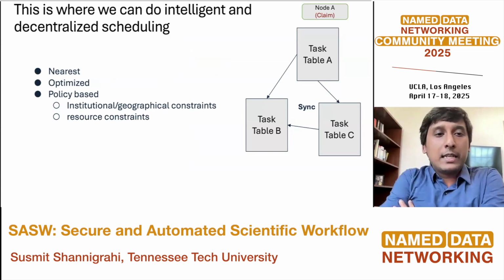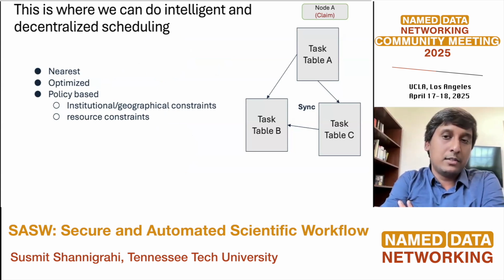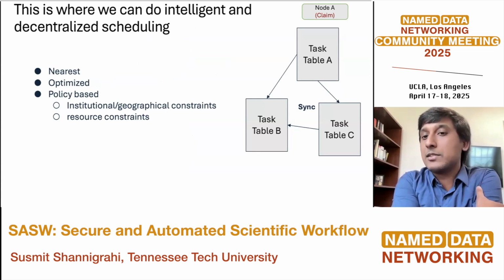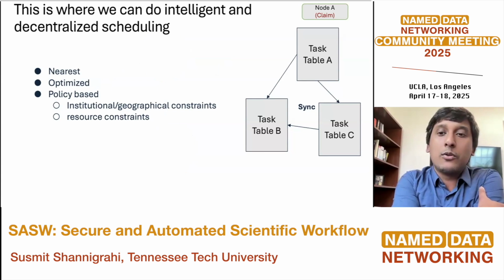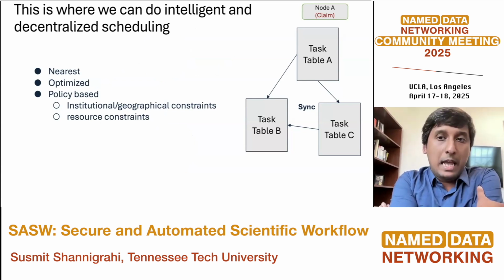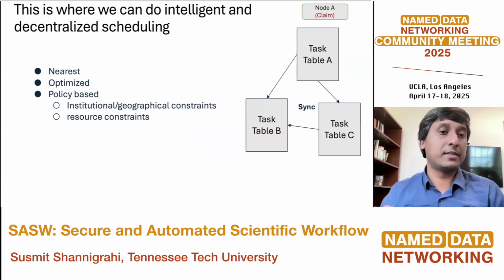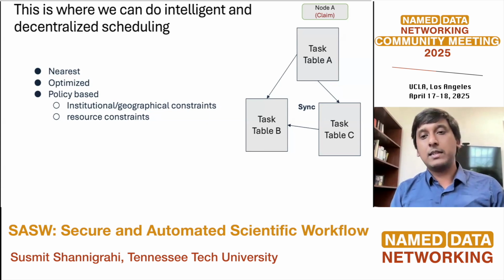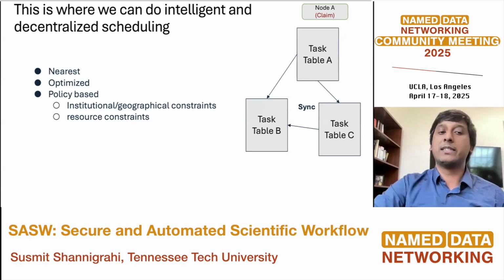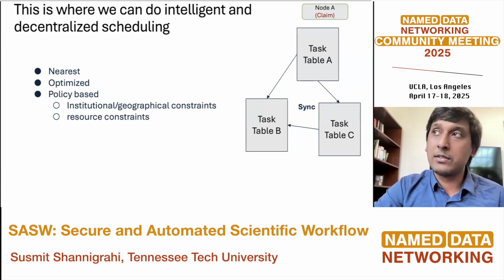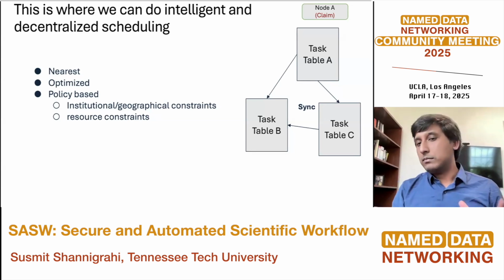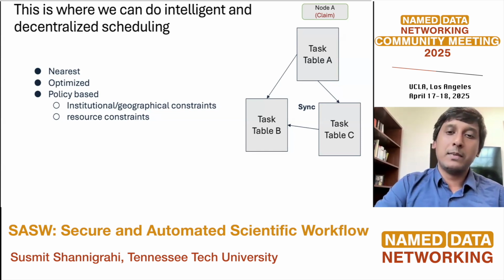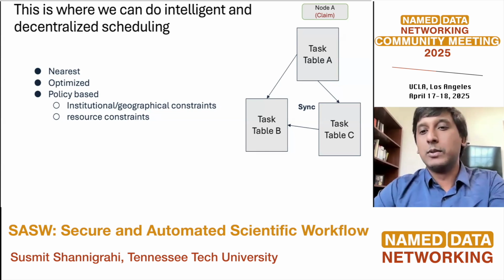Now, this is where we can do intelligent and decentralized scheduling, right? The nodes can decide which task to perform, and they can make their own heuristic decisions. They can say, am I going to take this task because it optimizes the overall system performance? Am I going to take this task because it's nearest to the user who requested it? Or it might be some sort of policy-based decision. So you can say, I have geographical constraints, so I cannot take this task. There are some subtle questions here. How do we know where these are coming from? But that's a research question that we can discuss later.